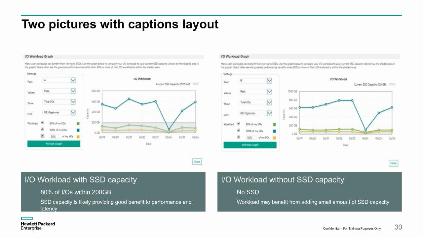Remember, could. Each workload will be different, and unique workloads could also have almost all the IOs landing in new pages, which has not yet been moved to an SSD tier. The second graph is indicating that if the customer is looking for more performance or lower latency, then a small investment in 200 gigabytes of SSD capacity could help performance and latency with 80% of the daily IOs.